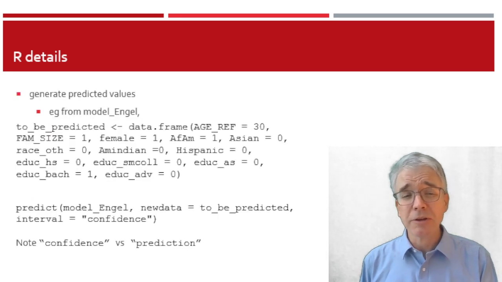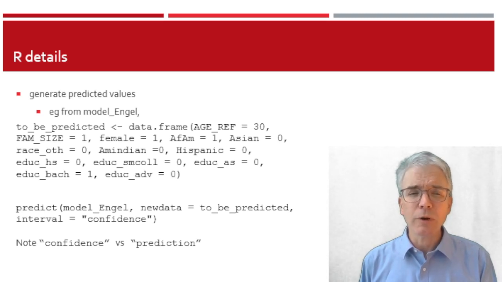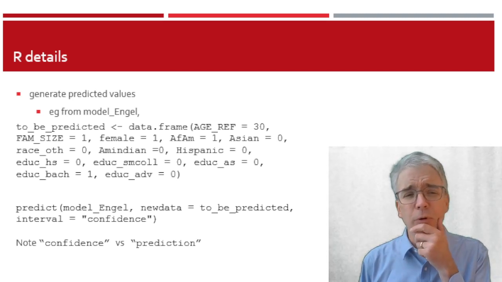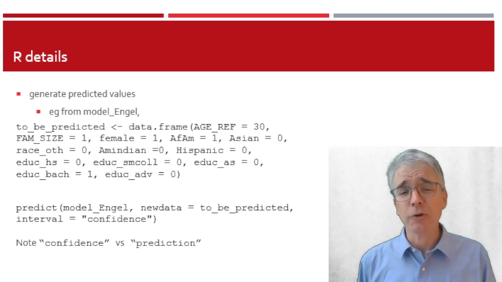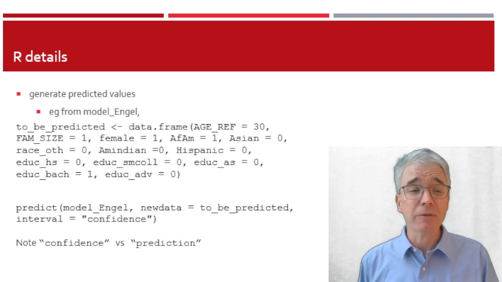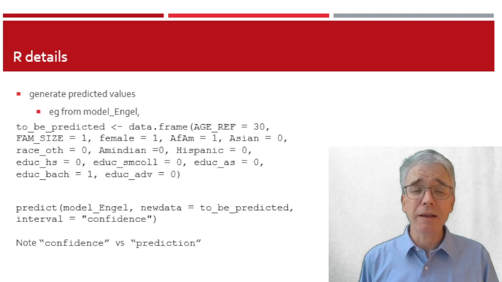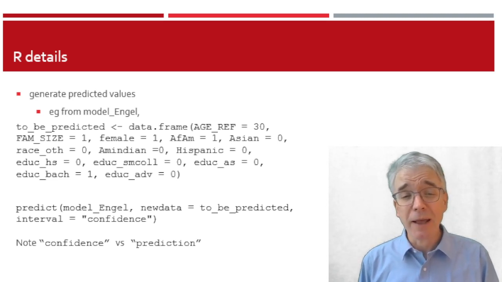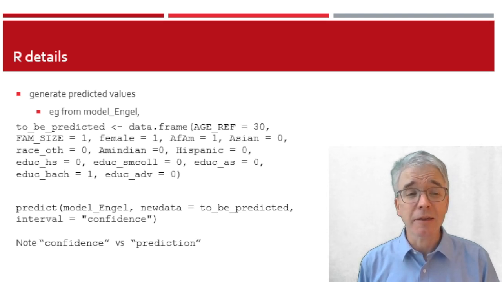You can generate predicted values for particular cases as well. We might want to ask, what is the predicted proportion of income spent on food by a household where the reference person is age 30, family size is 1, female equals 1, African American equals 1, the other race and ethnicity values are 0, and the person has a bachelor's degree? R will tell me the predicted value of Y in that case. It's often a good way of assessing if the model seems reasonable.